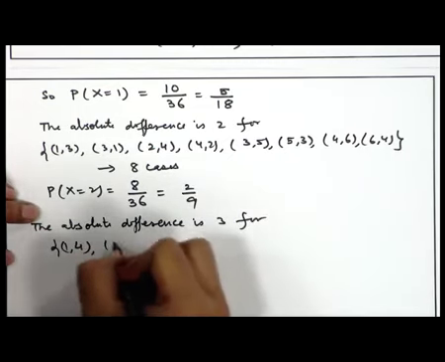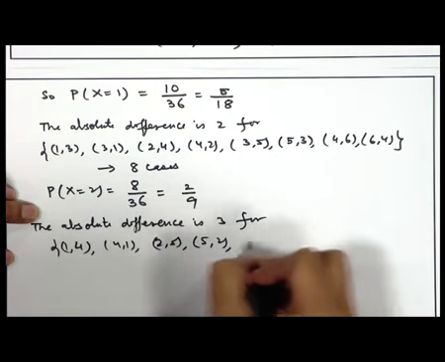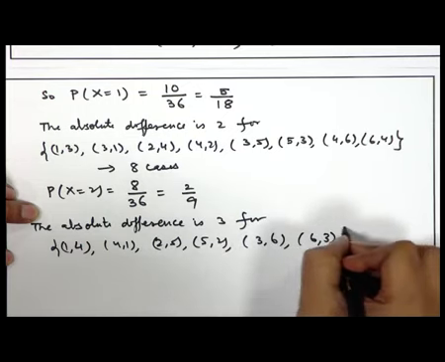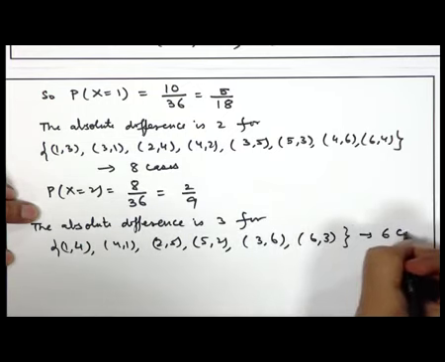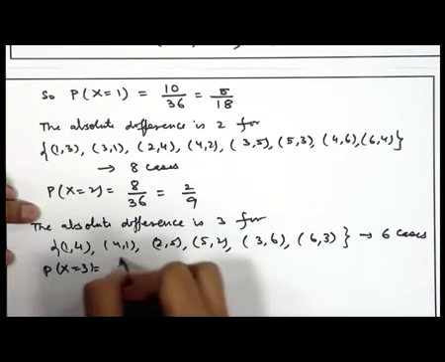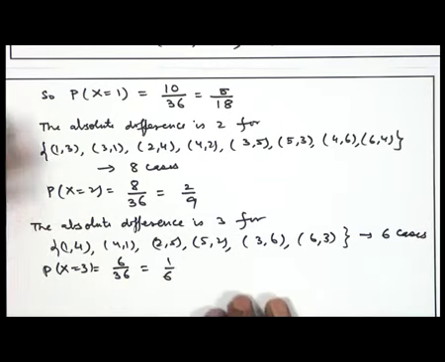(1,4), (4,1), (2,5), (5,2), (3,6), (6,3). So you have total 6 cases. So the probability that X equal to 3 will become 6 by 36, that is 1 by 6.